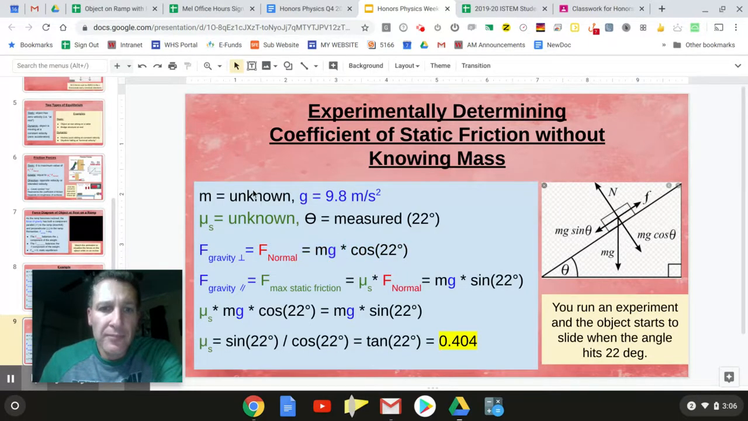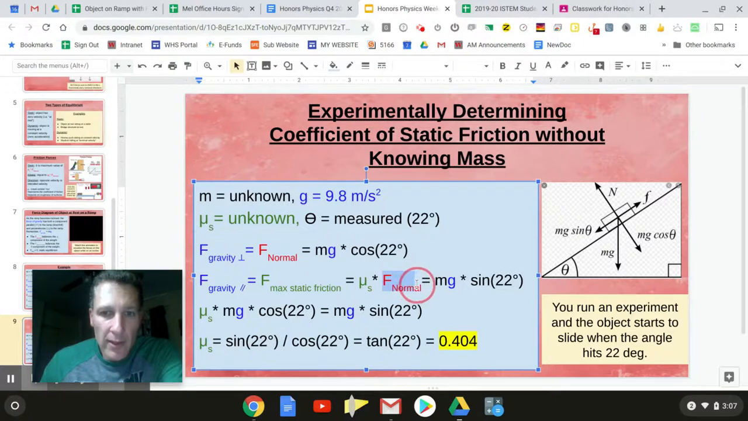Now, if we look at the part parallel to the ramp, this mg sine of theta, say we find 22 degrees is when this thing starts to go down the ramp, that's going to be equal to your maximum static frictional force, because that's the point where it's just about to go over. So we have mu sub s times the normal is equal to this. Now, we can do a little bit of algebraic substitution here. So we have mu sub s, but the normal force, right here, is equal to mg times the cosine of the angle. So I just rewrote that here.